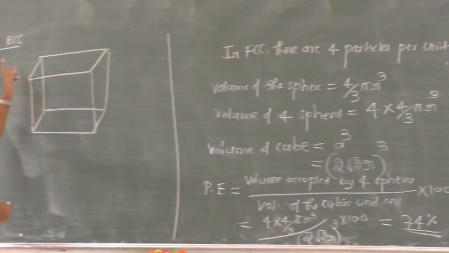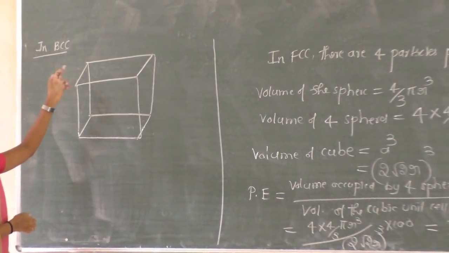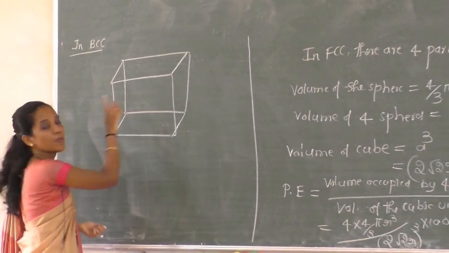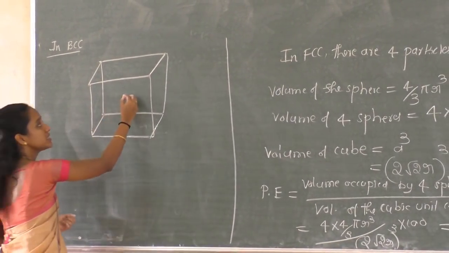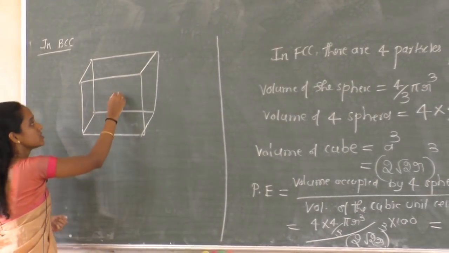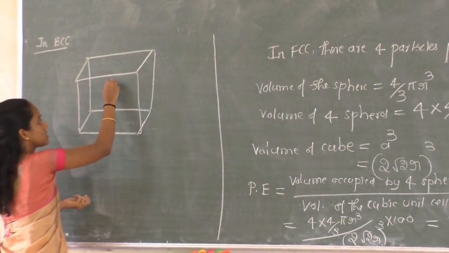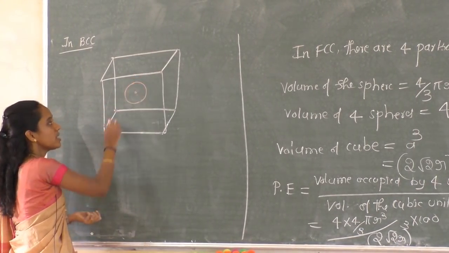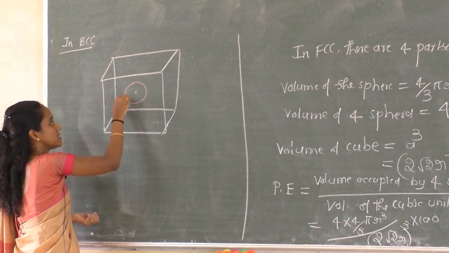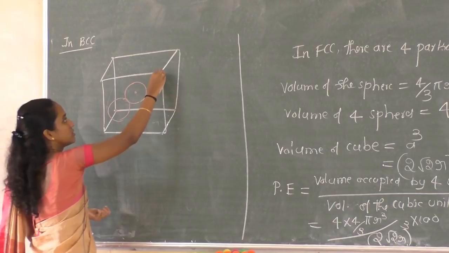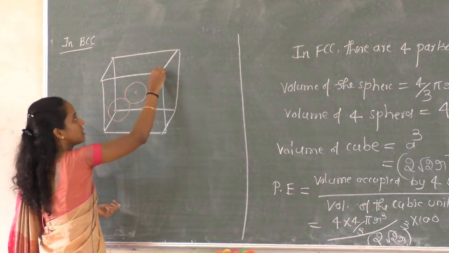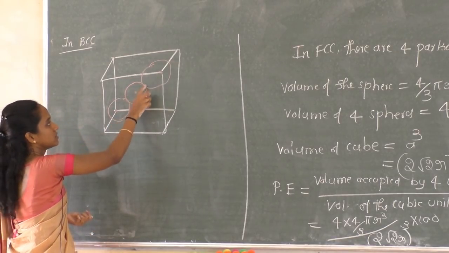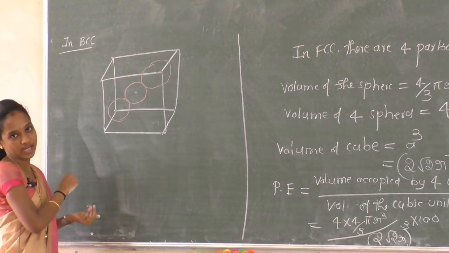So next is packing efficiency in body-centered cubic unit cell. What is body-centered cubic unit cell? Here along with the corner particles, we have a particle at the center of the body. So I'll consider this is the center of this body. There is an atom or a constituent particle at the center of the body, and I'll consider 2 corner particles. This is one corner particle, and this is also one more corner particle. They must be in contact with one another.